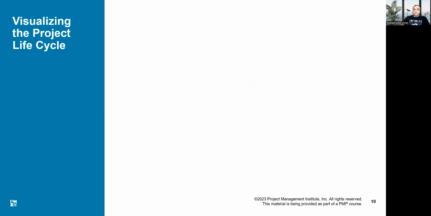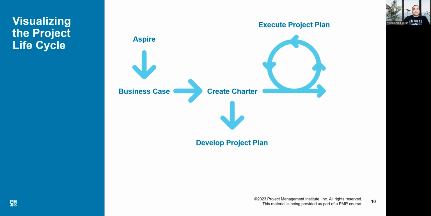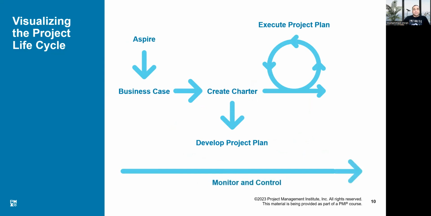So if we visualize the project life cycle, we have the same aspire. From aspiration, we have the business case. From the business case, we have the charter. From the charter, we prepare the project management plan. And then we execute the plan based upon predictive or adaptive approaches. Ultimately, we'll be monitoring and controlling the execution of the project from start till end. And once all the work is finished, we'll be closing the project. So that is the life cycle of the project.